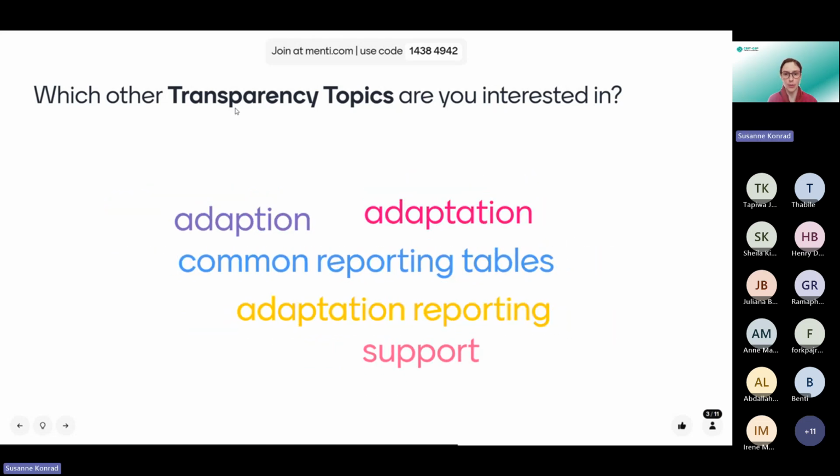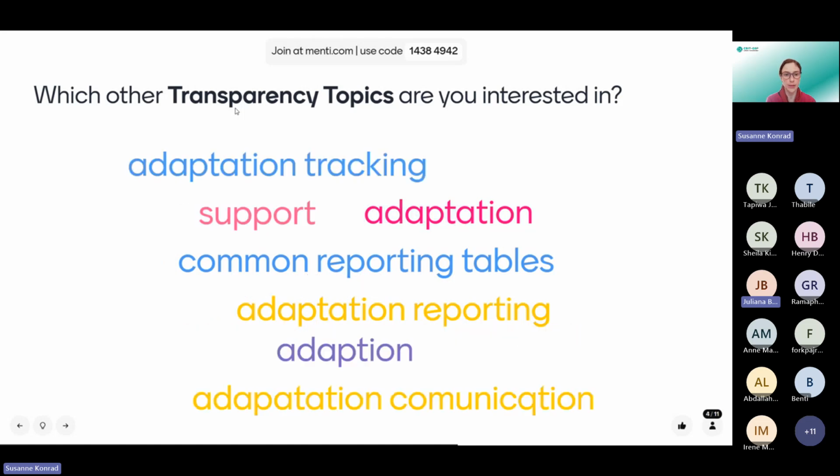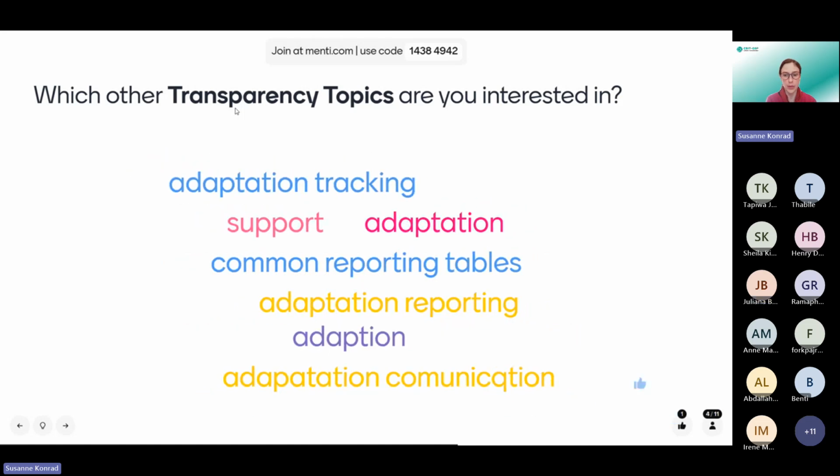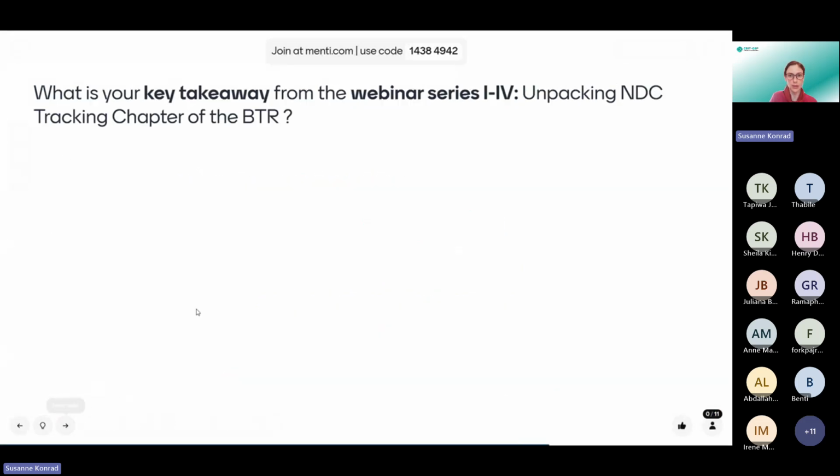In this webinar series we touched a bit on the CTF tables, of course, but the CRTs for the inventory, it's of course another element. Adaptation reporting, this is also a new area. Support adaptation communication, so really aligned with adaptation reporting. Yes. Thank you so much for that. It seems to be quite clear that adaptation tracking is a topic of interest among the colleagues here. So thank you so much for that. Let me move to the next question.